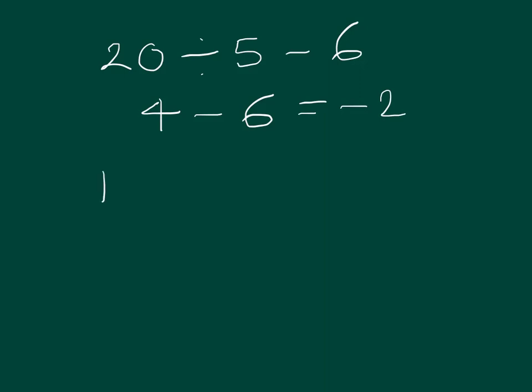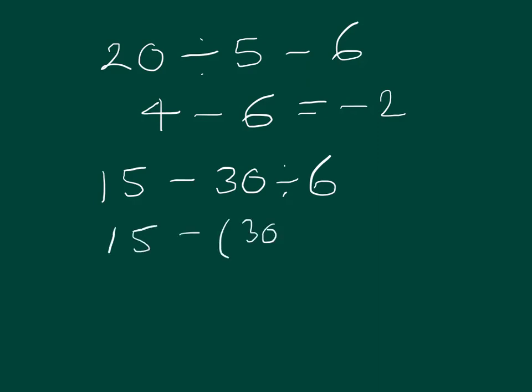If I had, say, 15 take away 30 divided by 6, then using BODMAS, it's going to be 30 divided by 6 first, so we'll use the brackets to make that clear. That's 15 take away (30 divided by 6). 30 divided by 6 is 5, so 15 take 5 is 10. So there's a few examples of applying BODMAS to calculations.